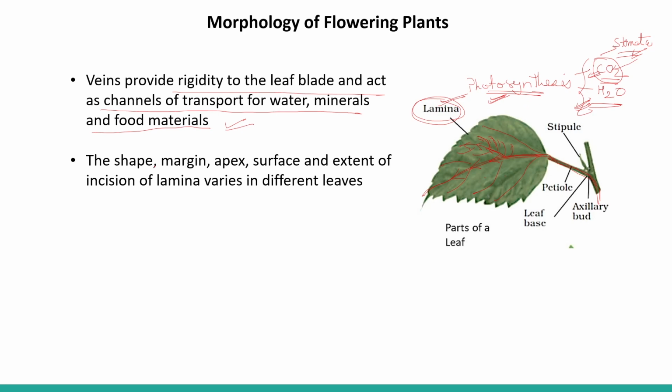Okay, the shape, margin, apex, surface, and the extent of the incision of the lamina vary in different leaves. So you can see this part is different in leaves. The apex region is also different in different leaves. Margin is different. Some surfaces are very smooth, some have spiny structure, some have rough structure. Okay, so the surface is also different.